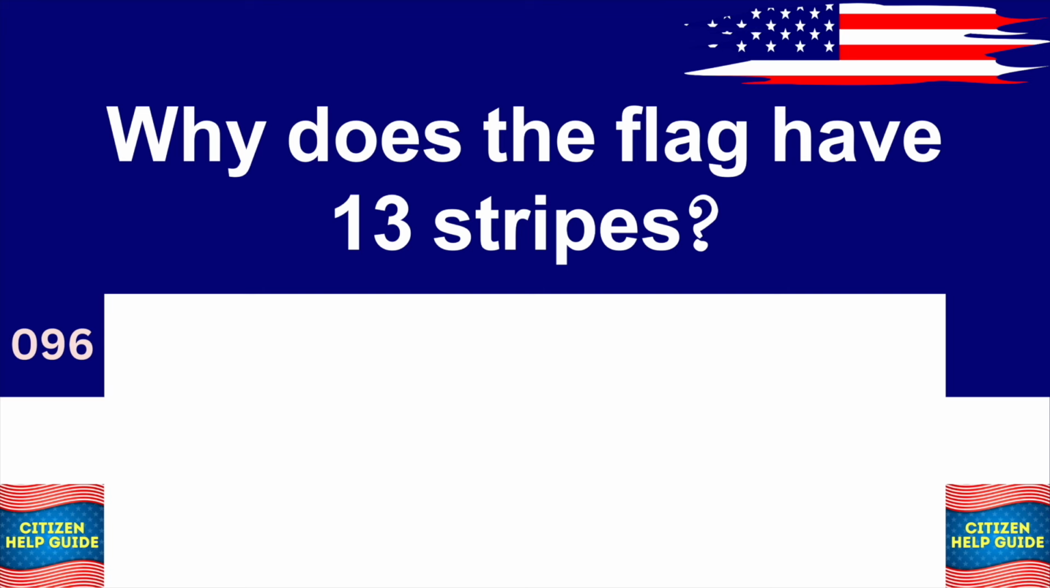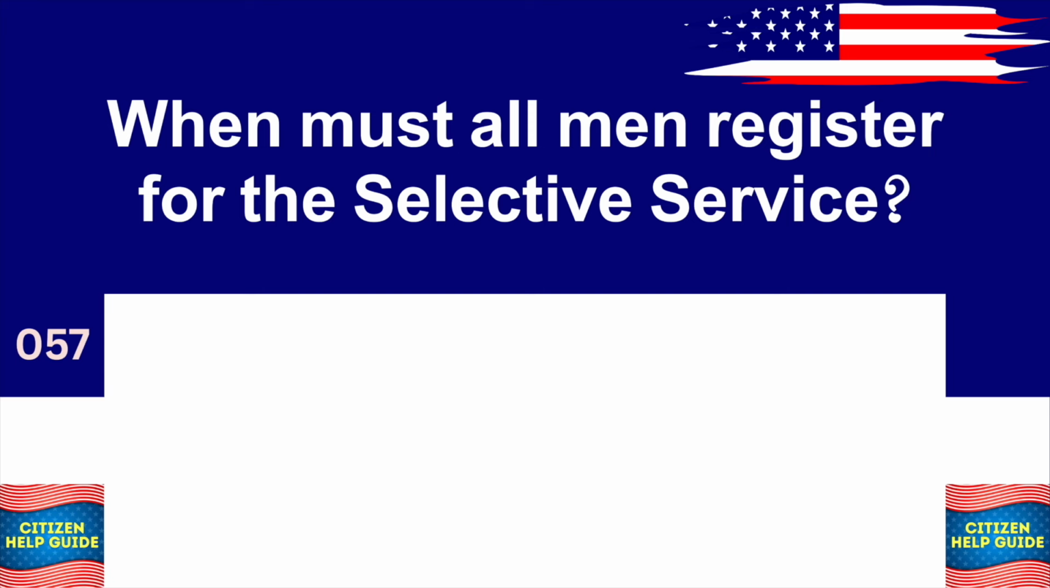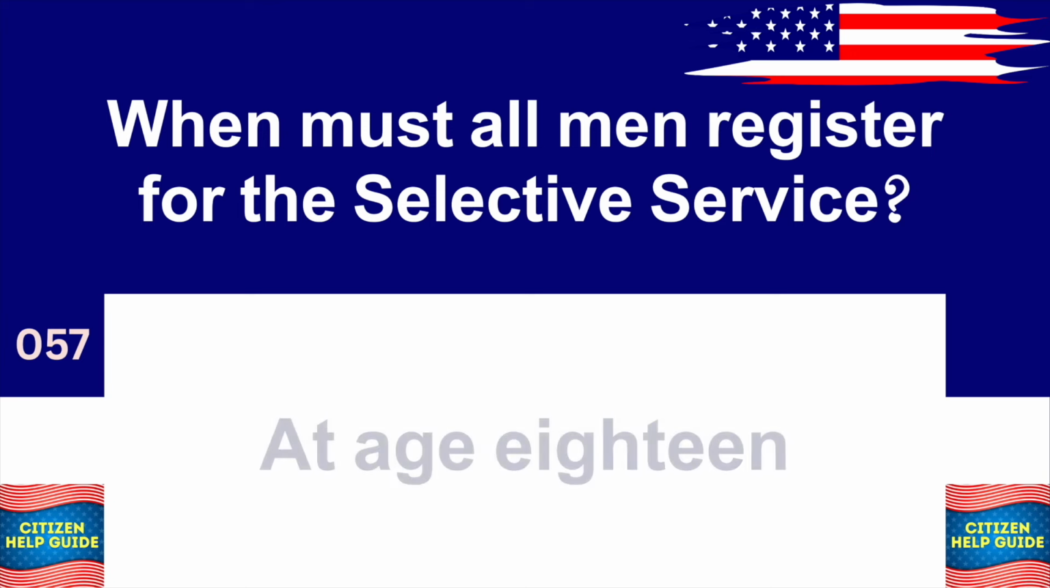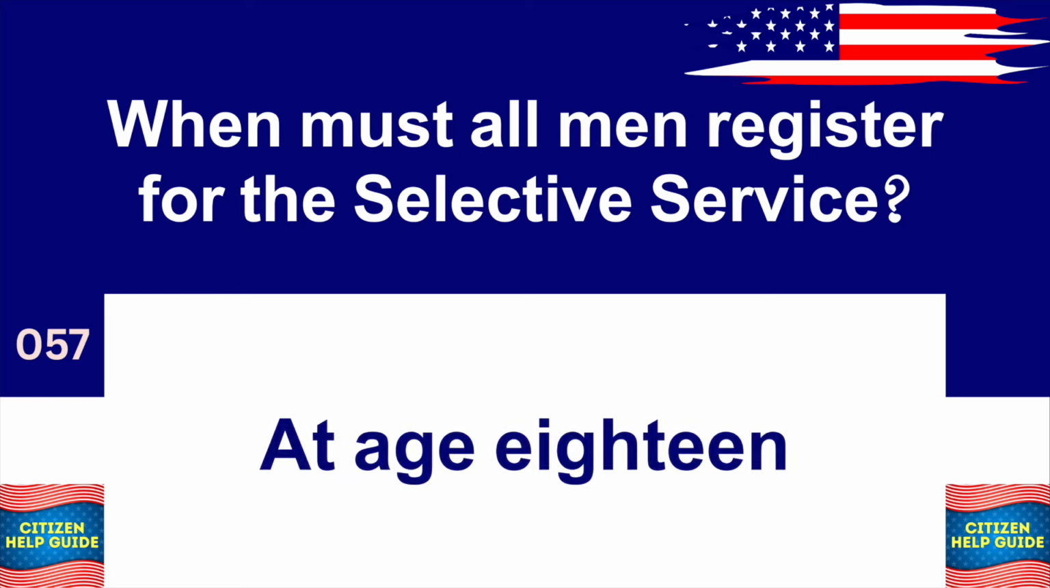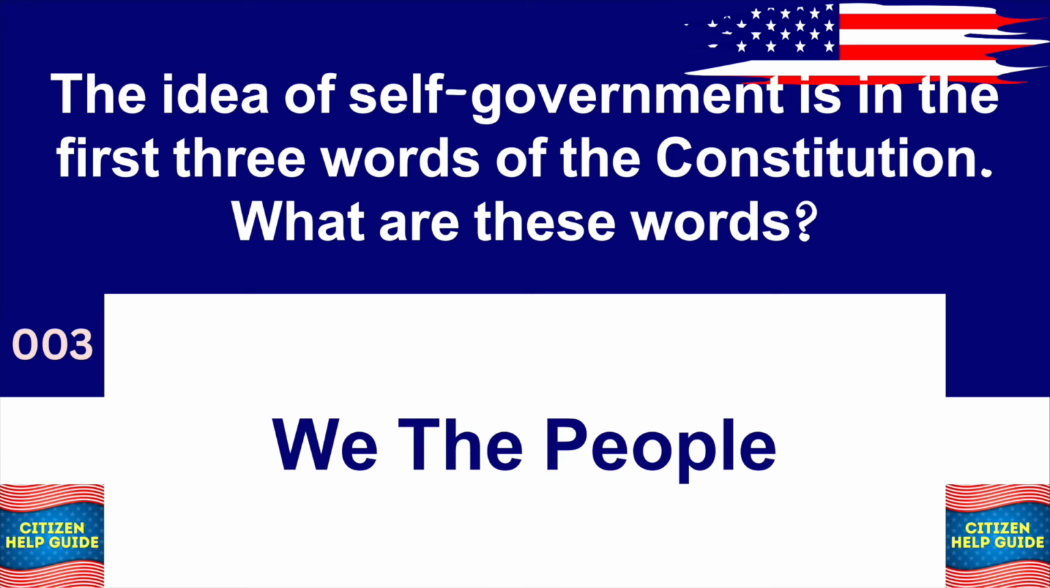Why does the flag have 13 stripes? Because there were 13 original colonies. When must all men register for the Selective Service? At age 18. The idea of self-government is in the first 3 words of the Constitution. What are these words? We the people.